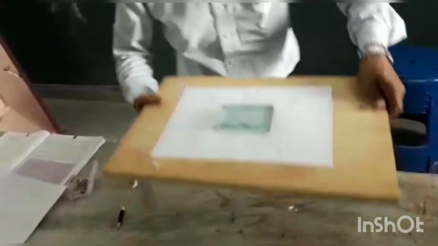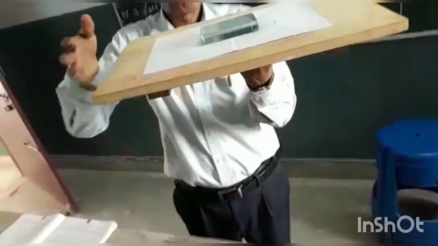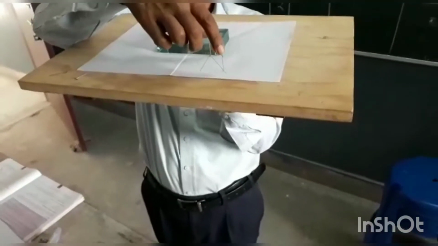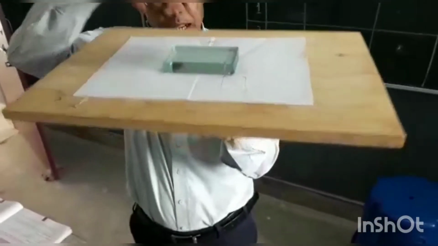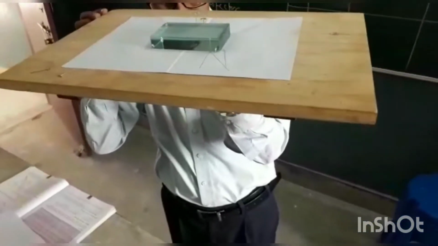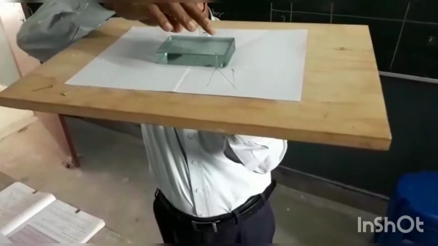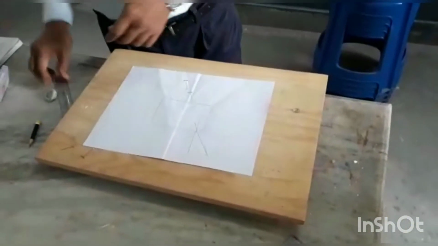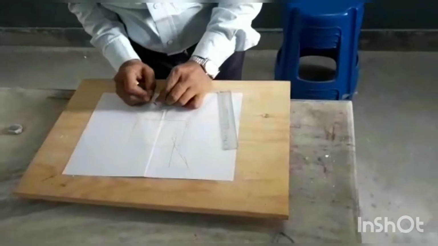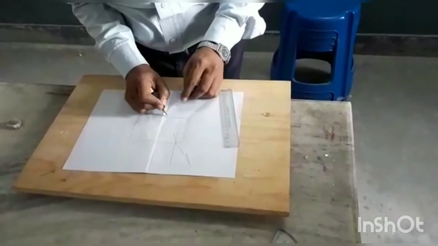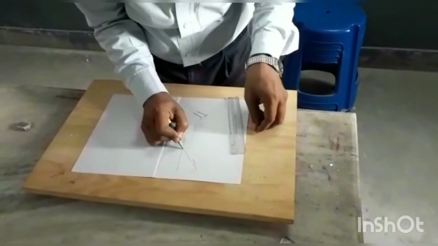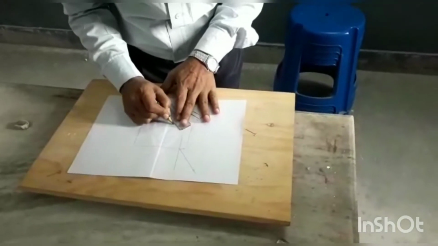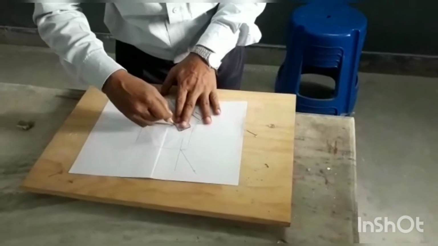So when we see from this, the images of the 2 pins and the other 2 pins are in a straight line. These are the 4 pins. After that we remove the glass slab and we encircle the pins like that, and then we draw the straight line.